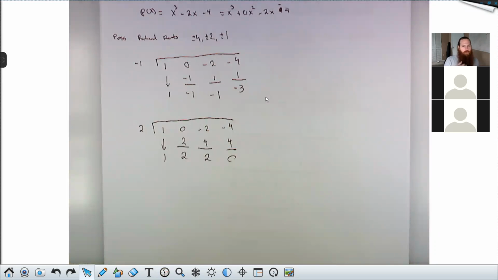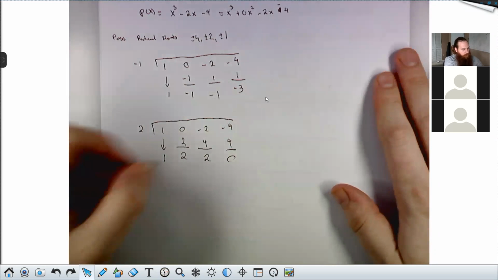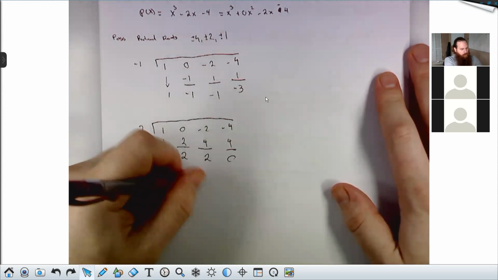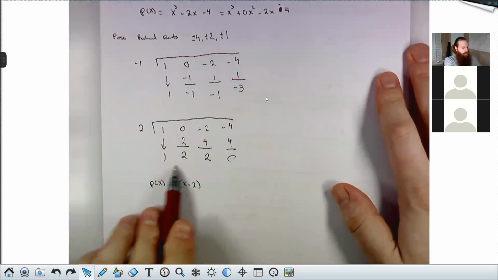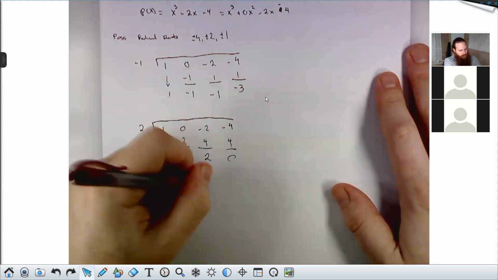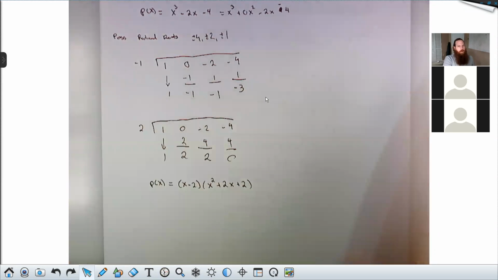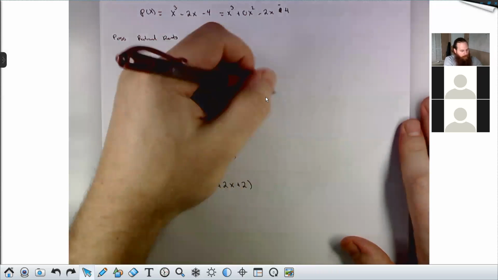So we check 2 with synthetic division, and it works great, which means that my polynomial p of x can be written as x minus 2 times the quadratic whose coefficients are here. That's x squared plus 2x plus 2. x squared plus 2x plus 2 is an irreducible quadratic. You can try factoring it and you'll have no luck. So we use the quadratic formula.